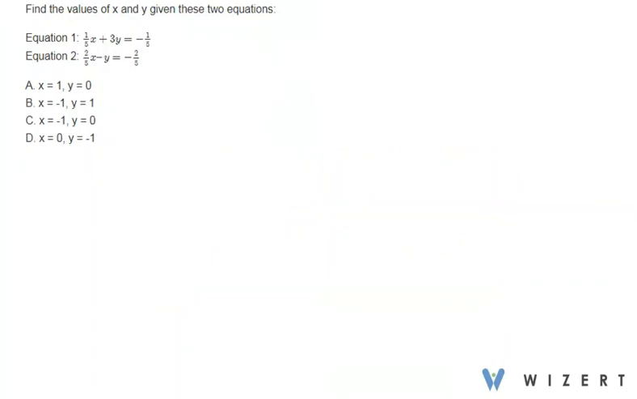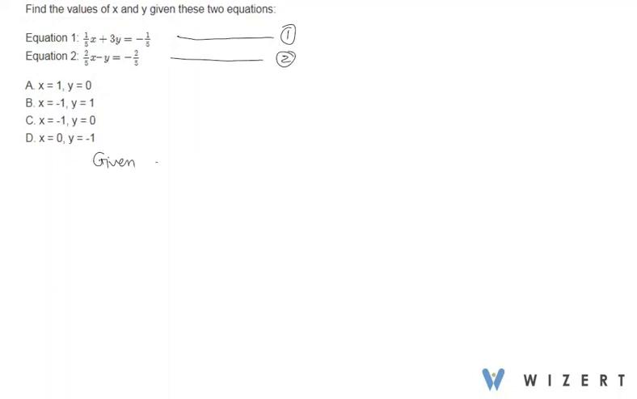We have this question here. Find the values of x and y given these two equations. So we are given 1 by 5x plus 3y equal to minus 1 by 5. Let's call it equation 1. And 2 by 5x minus y equal to minus 2 by 5. Let's call it equation 2.